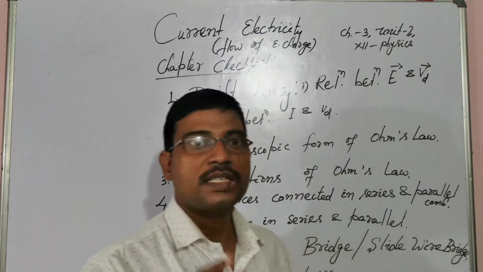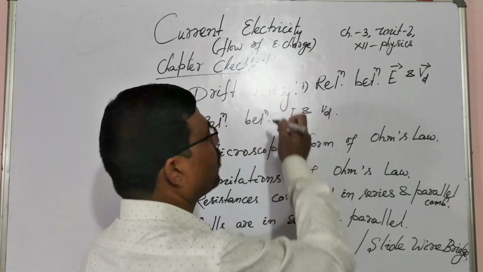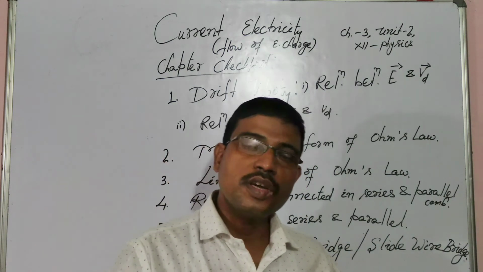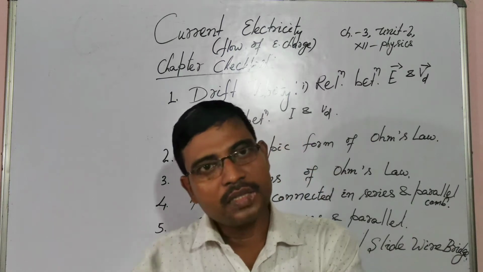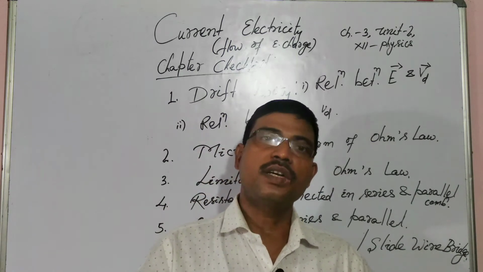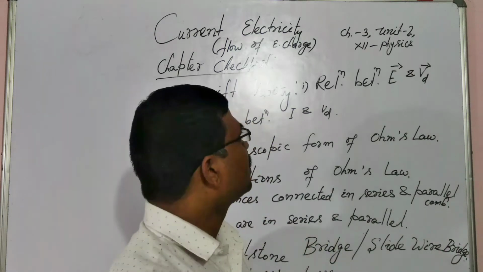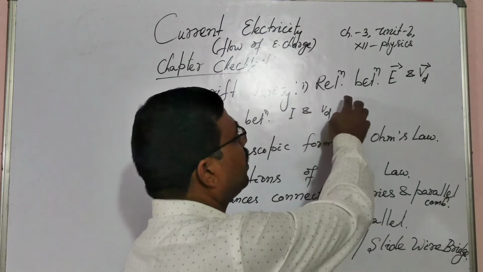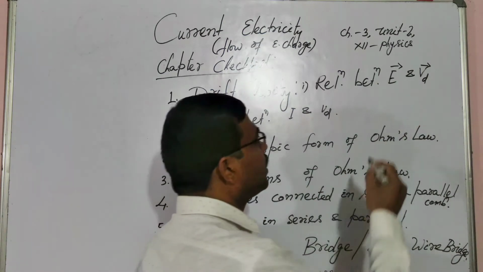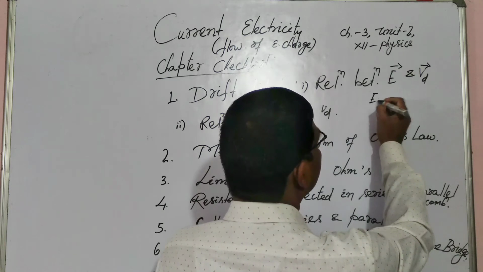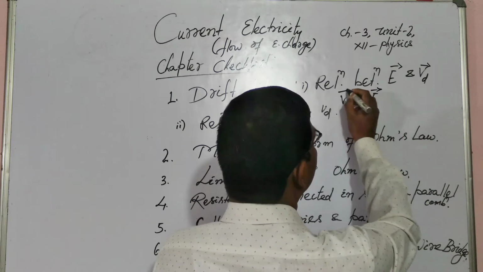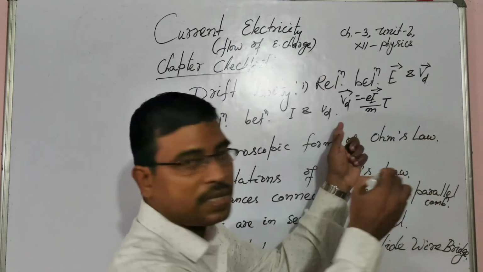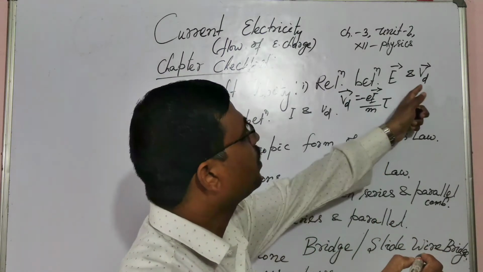After that, most important is drift velocity. First, we should know the drift velocity. It is the average or mean velocity with which the electrons drift from one end to another end under the influence of an electric field. There are a number of definitions you can write. But the first important question for the CBSE examination is the relation between electric field and Vd. The drift velocity is Vd equals minus eE by m into tau. This is the first relation between electric field and drift velocity.